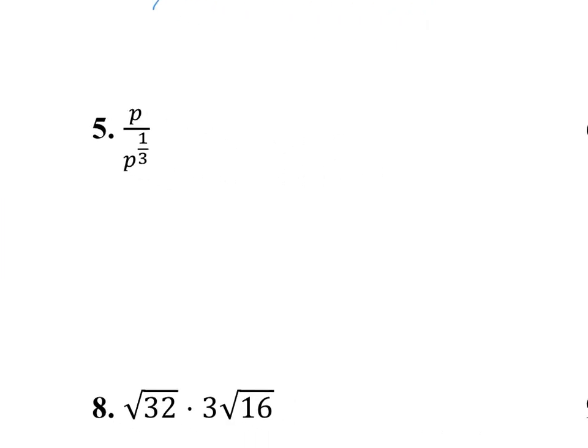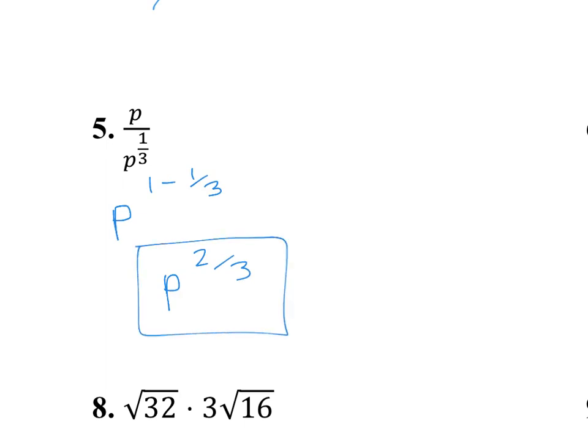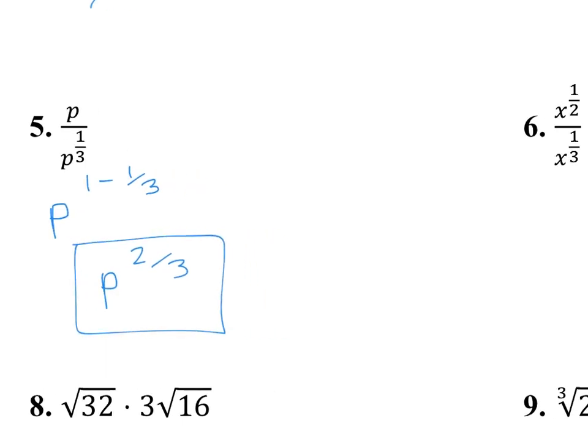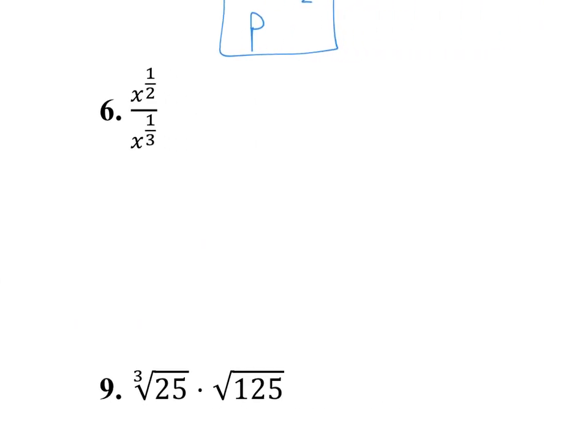For number 5, the numerator and the denominator, they both have a base of p. So when you're dividing and they have the same base, you can subtract the exponents. So this is going to be 1 minus 1/3 in the exponent. So p to the power 2/3. Same thing on number 6. We can subtract the exponents because we're dividing and they have the same base. I'm going to make my common denominators now. 1/2 is 3 over 6. 1/3 is 2 over 6. So this is x to the power 1/6.